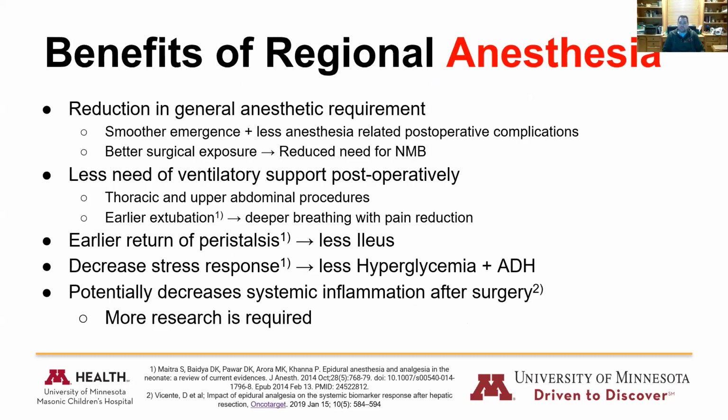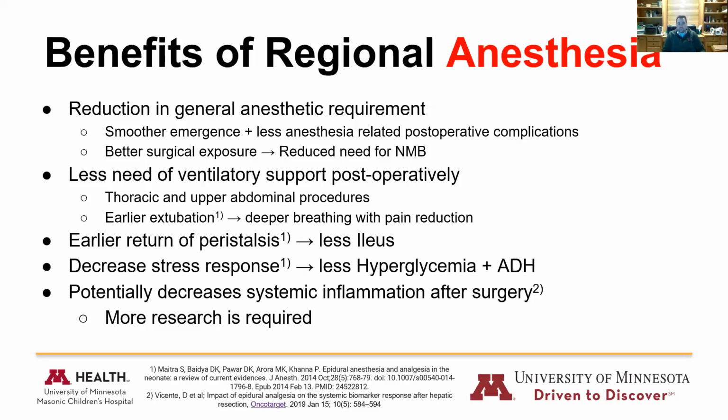This specifically is important for thoracic and upper abdominal procedures where taking deep breaths can be very painful. So if this area is fairly numb, patients can take much deeper breaths on their own. It allows us to take the tracheal tubes out earlier and there are fewer respiratory issues afterwards. With the reduction in opiates, we see an earlier return of peristalsis, meaning we have less ileus with these patients.